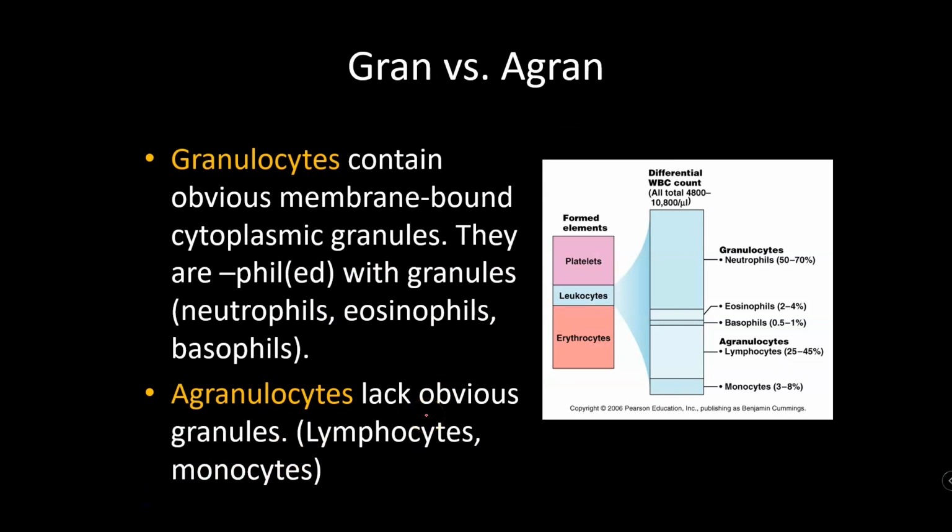All right, so stupid memory trick is 60, 30, 8, 2, 0. Never let my engine blow. Sorry, I'm writing over a picture. Okay, so there are 5 distinct types of white blood cells that you can visualize on a blood smear.